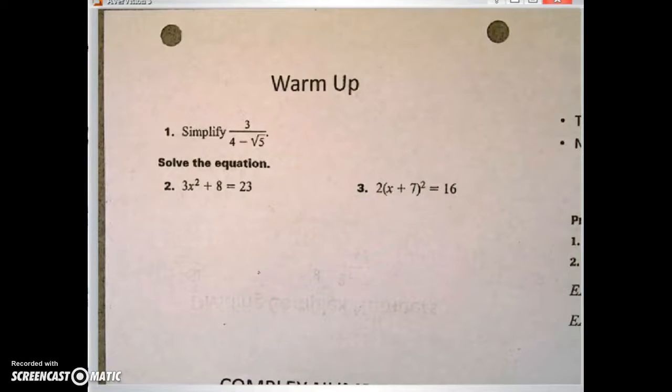Hello and welcome to our lesson for today on 4.8 Operations with Complex Numbers. If you have not already done so, please take a moment to press pause and complete the warm-up.